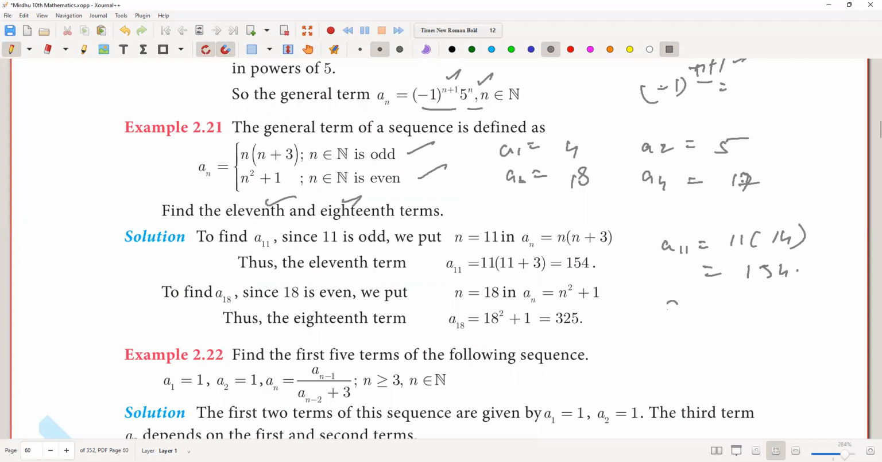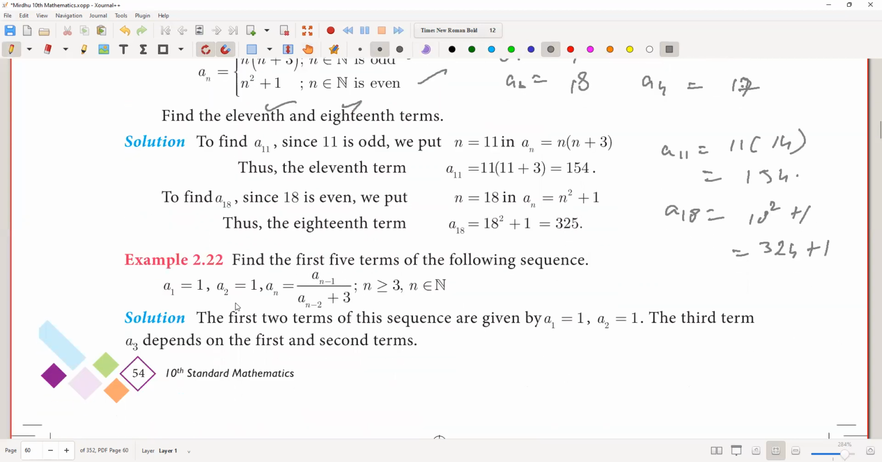Then A18, 18 squared plus 1. What's the value of 18 squared? 324. Okay. At least until 25 squared you have to know. All right. 324 plus 1.